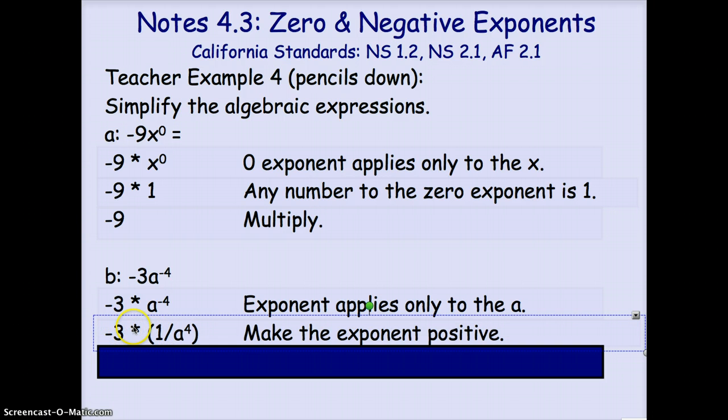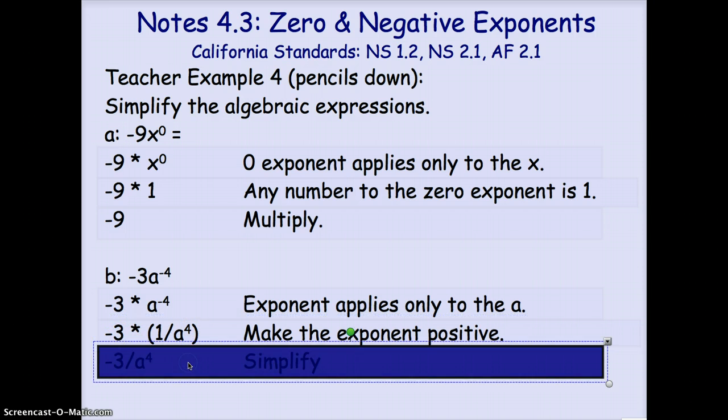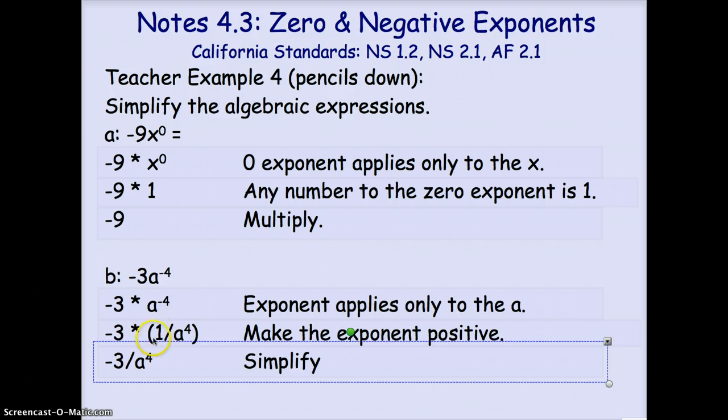And now, of course, I can combine these two by multiplication. Negative 3 is the same thing as negative 3 over 1. So the negative 3 is in a numerator. So negative 3 times 1 is negative 3. And then, of course, you can imagine this having a denominator of 1. 1 times a to the 4th is simply a to the 4th. So I've combined them by eliminating that 1, because I just multiplied my numerators together.